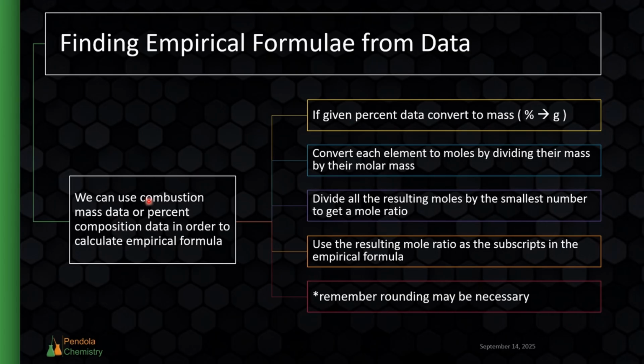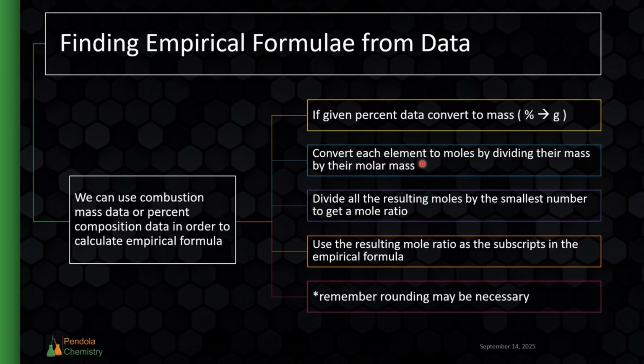So if we're given combustion data or percent composition data, how would we go about converting this to empirical formula? Like we said before, it's a matter of ratios. If we're given percent data, the very first thing we want to do is convert that to mass, to grams. We do this by assuming we have 100 grams of that compound. So if we have 20% carbon, 20% becomes 20 grams. If we have 30% carbon, 30% becomes 30 grams. If we have 22% hydrogen, 22% becomes 22 grams. That's why we assume we have 100 grams.